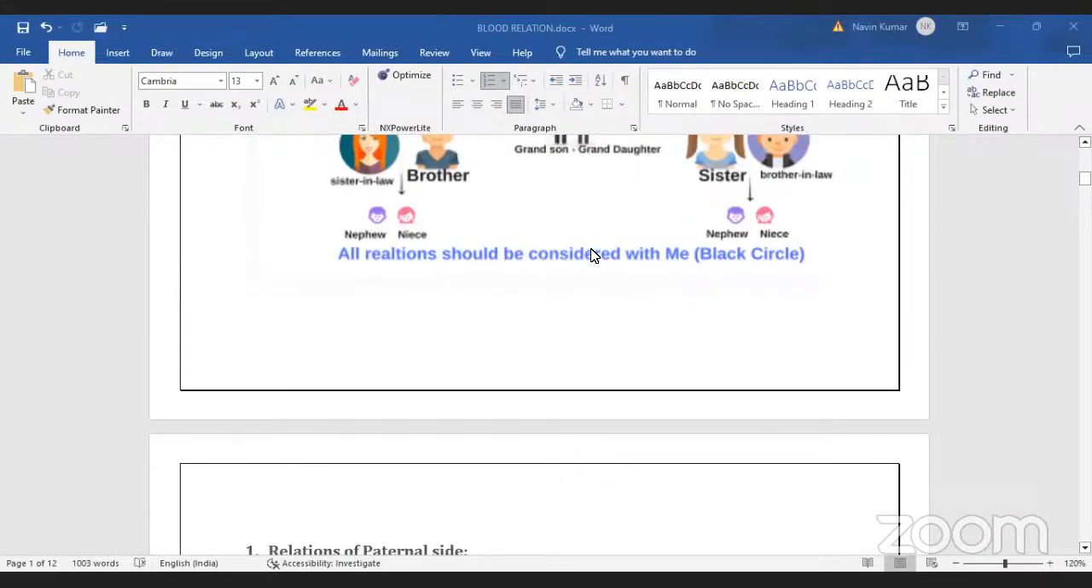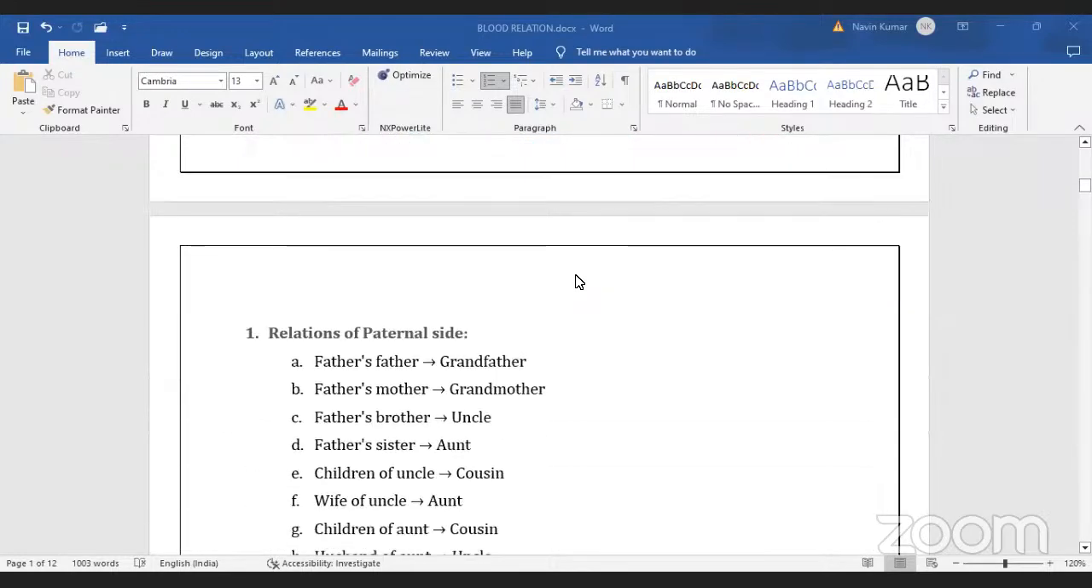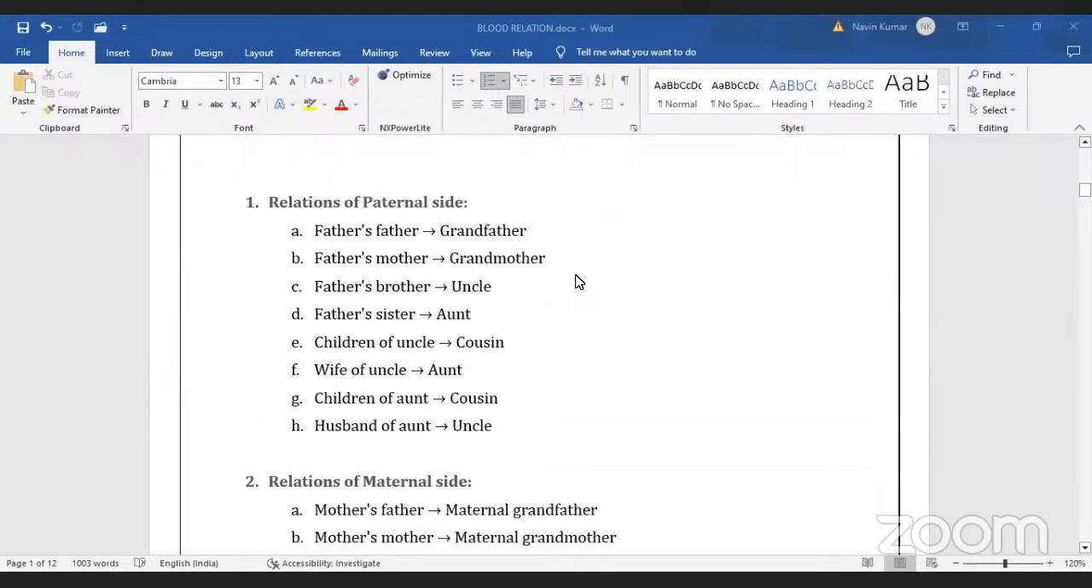All relations should be considered with me. With me means based on you. You are the reference point. So basically, there are two sides of relations. One is paternal side. Paternal means father side. And another one is maternal side, mother side. From your papa's side and from your mummy's side. So there will be two sides of relations.